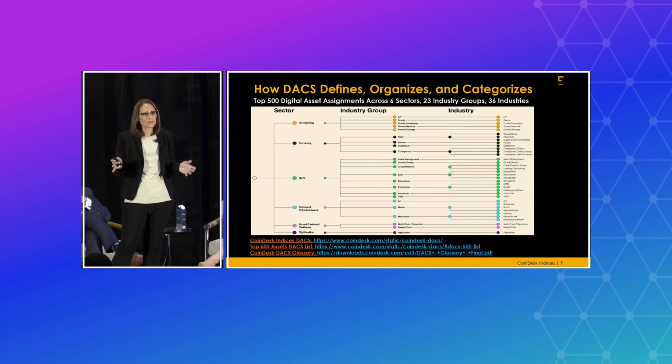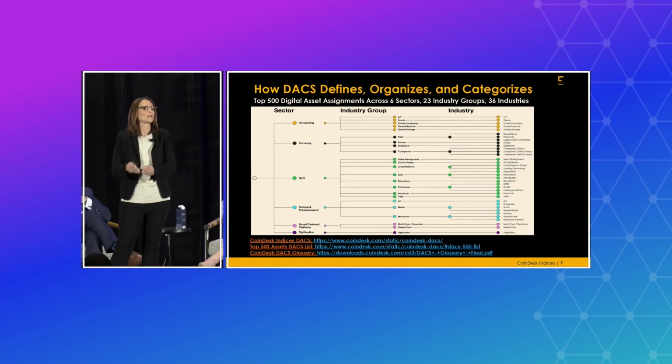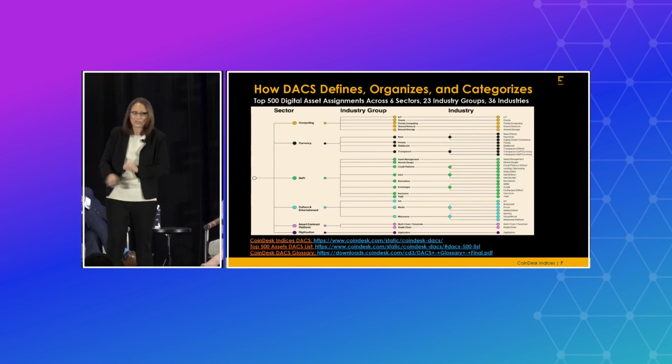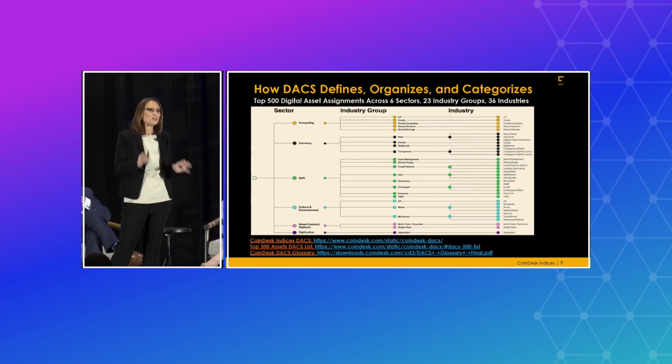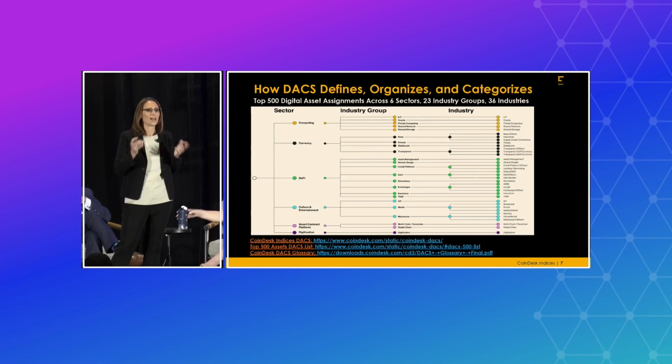And every month, on the 15th of the month, we assign each of the top 500 assets to one of 36 industries. Each of the industries go into one of 23 industry groups, and each of the industry groups go into one of 6 sectors. And the hierarchy can change, and the definitions can update, and we're constantly monitoring that and updating that. So you can find on our website the entire glossary, which I promise you is the most interesting glossary you will ever read. And you can also find the list of every single asset with every one of their industry group and sector classifications, and you can also find the hierarchy there.